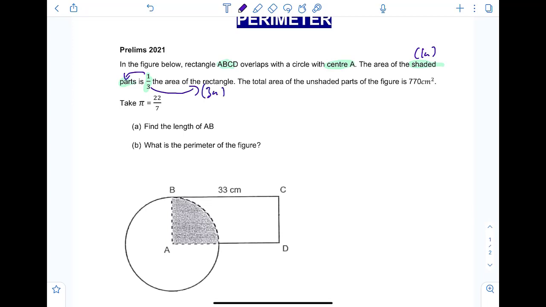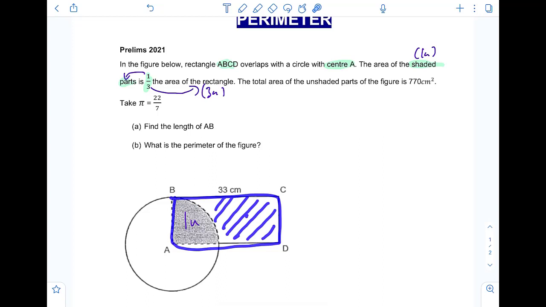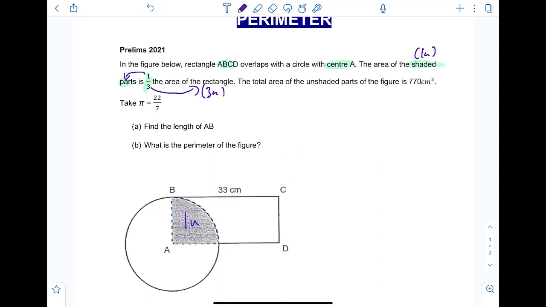Alright, now before reading on, it's good to annotate on the diagram the respective units. So for example, the shaded part is 1 unit and the entire rectangle is 3 units, which means this particular section right here will be 3 minus 1, that will be 2 units, okay? 1 plus 2, in total we have 3 units for this particular rectangle.